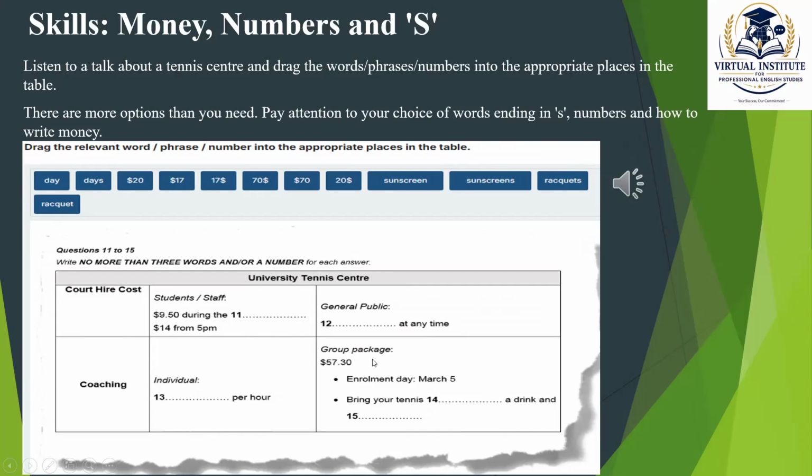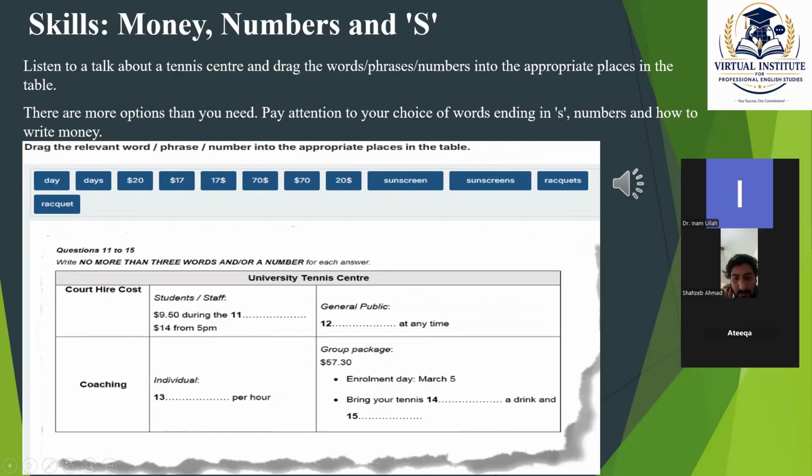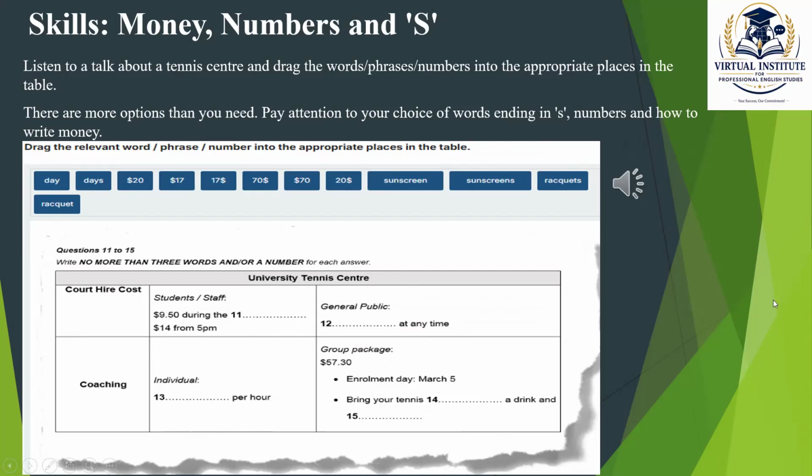Or if you're looking for something a little cheaper, you could join a group class, which is 1 hour per week for 5 weeks. The group coaching package costs $57.30, which is quite a bargain. Now, there are 3 levels of group classes: beginner, intermediate, advanced. Plus, there's the university team. If you're interested in joining one of our group classes, come along to our enrollment day on March the 5th, and we'll place you into the right level. When you come, don't forget to bring your tennis racket, some sunscreen, and water.